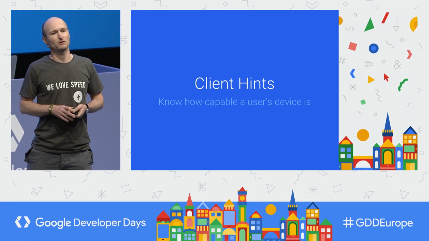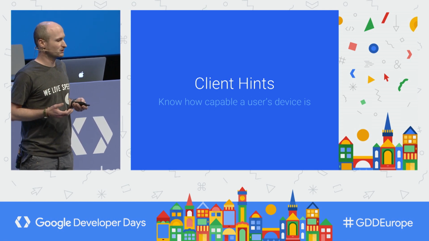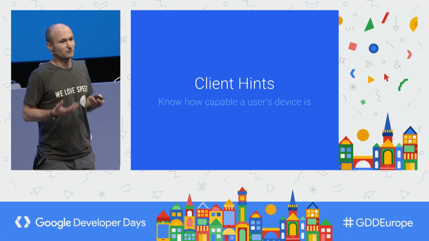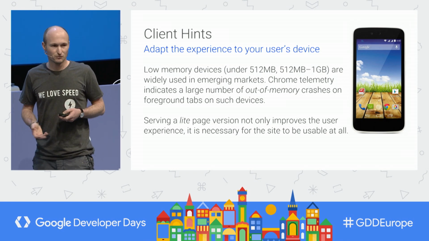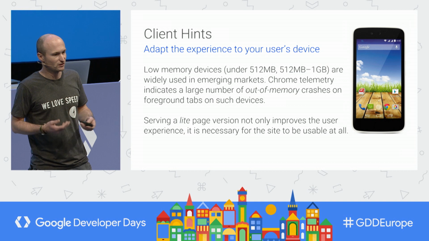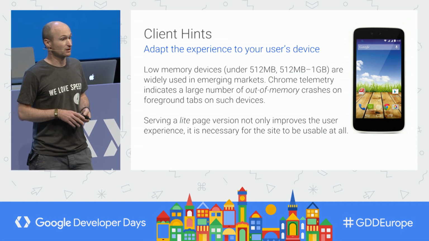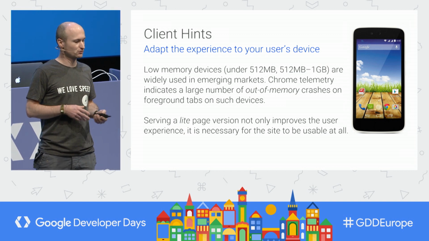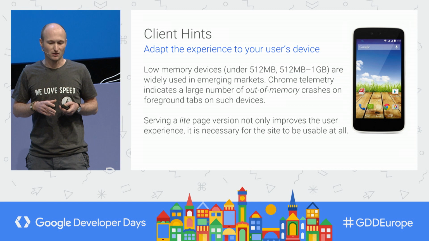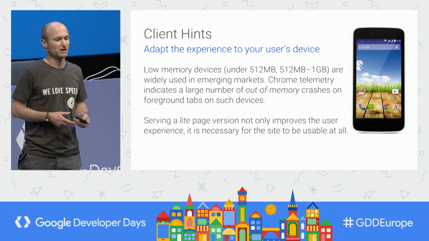Client hints, also a very exciting topic. That allows you to adapt and see what kind of device you have to do with. We have Chrome telemetry, so we get a feeling of what's going on with the browser. And we've noticed that a lot of foreground tab crashes are actually due to out-of-memory exceptions. So when the device runs out of memory, the Chrome tab might crash.